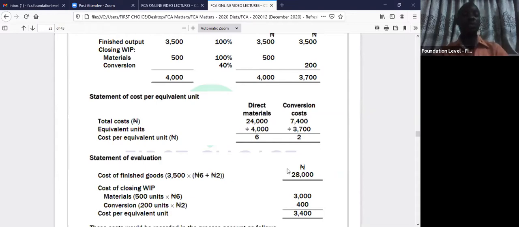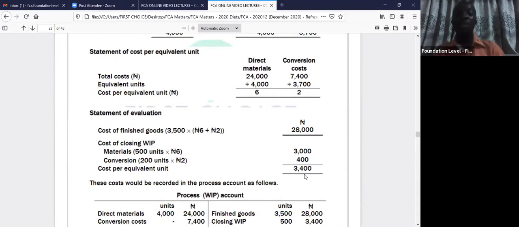Now going to the work in progress, you have 500 units for material, which is this, valued at how much? 6 naira. Then 200 units for labor and others, conversion, valued at 2 naira. So that's what is here. So 3,000 plus 400 will give you 3,400. So this 3,400 is your cost of work in progress. Your 28,000 is your cost of finished goods.